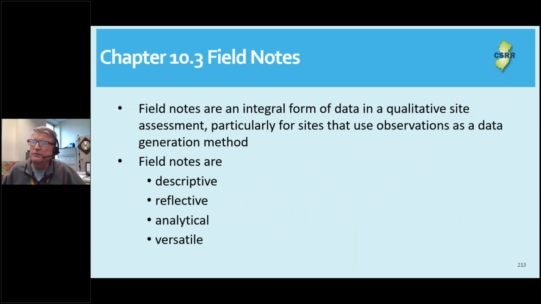Field notes are descriptive, which means describing or classifying your qualitative and quantitative observations in an objective and non-judgmental way. They're reflective, using your experience to relate the importance of an observation to the remedial goals. They're analytical. They're specific quantitative field measurements that you're making that provide critical information about the remedial activities and their effectiveness. And versatile. These are observations that you use from your experience that have the potential to be adapted and to improve the remedial activities.